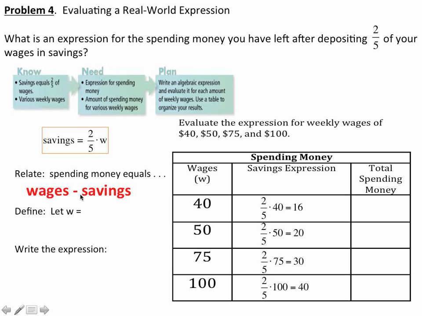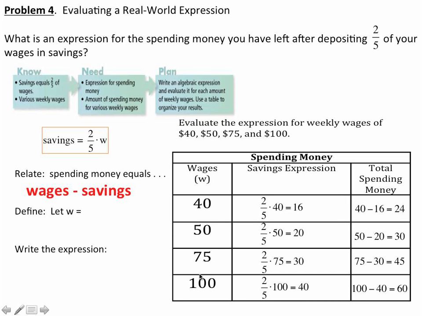How much I can spend is how much I earned minus how much I save. So if I earned 40 and I'm saving 16, then I can spend 40 minus 16, or 24. If I earn 50 and save 20, then I can spend 30. If I earn 75 and save 30, then I can spend 45. If I earn 100 and save 40, that means I can spend 60.